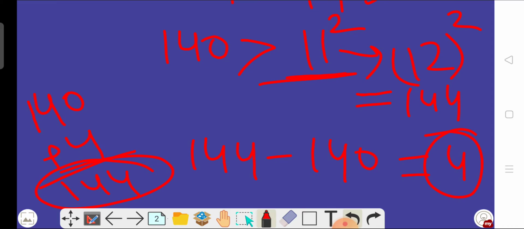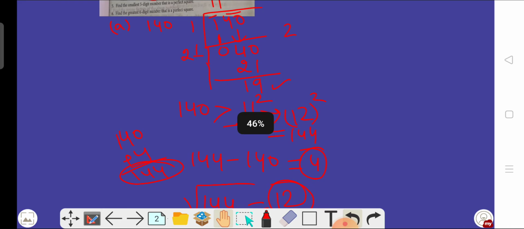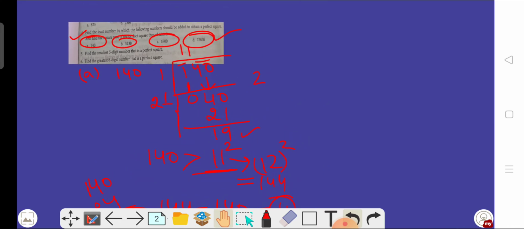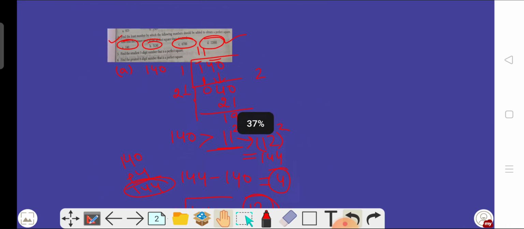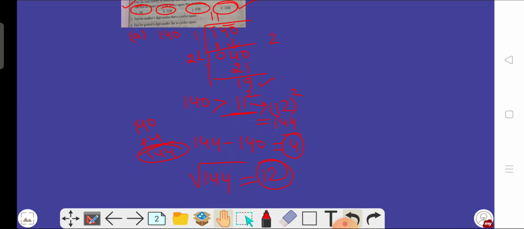And now what we have to do? Now we have to find the square root. So square root of 144 is equal to 12. Okay. So this is the method by which you can solve the question number 4th. Try to do the remaining part of question number 4th by yourself beta, and if you have any problem we will take that problem in the live class.